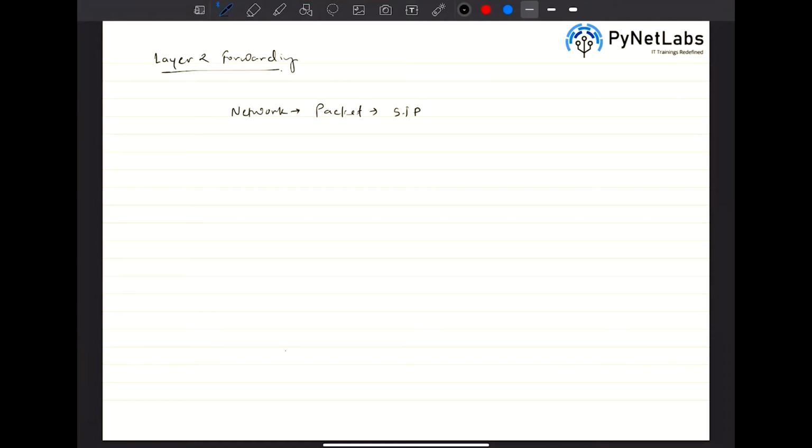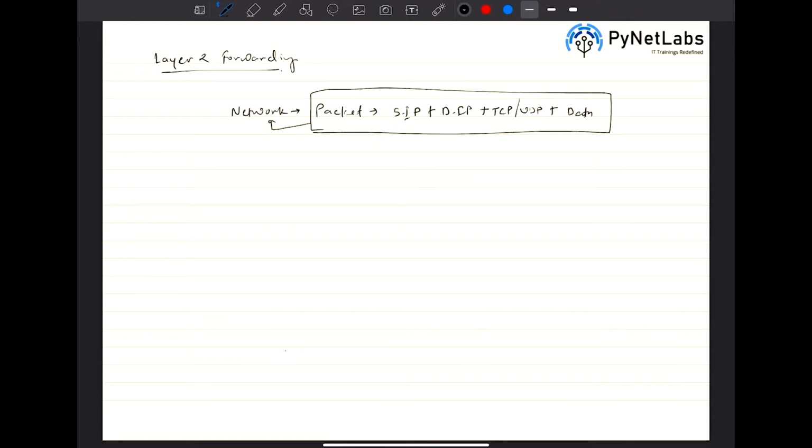The packet contains the source IP address, plus the destination IP address, plus whether TCP or UDP needs to be used, plus data from the above layers, be it the session layer, the presentation layer, or the application layer. That's the content of how a packet looks like at layer 3.